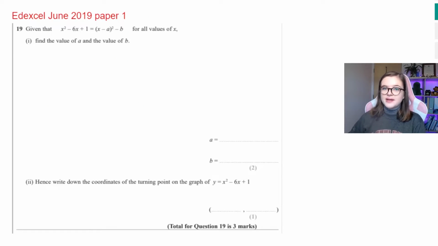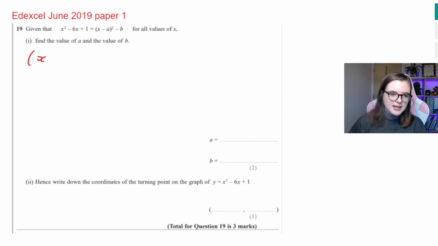And there we are. Next up then, another Edexcel question, this time from June 2019, paper 1, which is non-calculator. So pause it, have a go, see how you get on. Okay, question 19. Given that x squared minus 6x plus 1 is equal to x minus a all squared minus b for all values of x, find the value of a and the value of b. So remember, whenever you see this format in your exam paper, it's always going to mean completing the square. Always, right? And then let's have a go at doing that then.